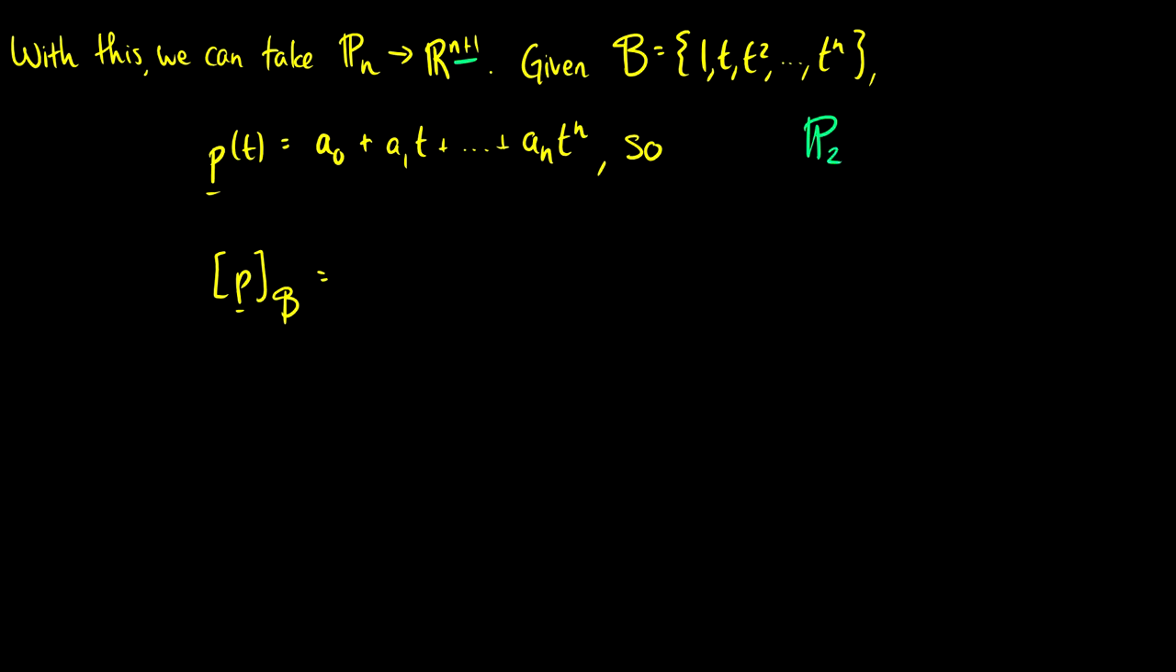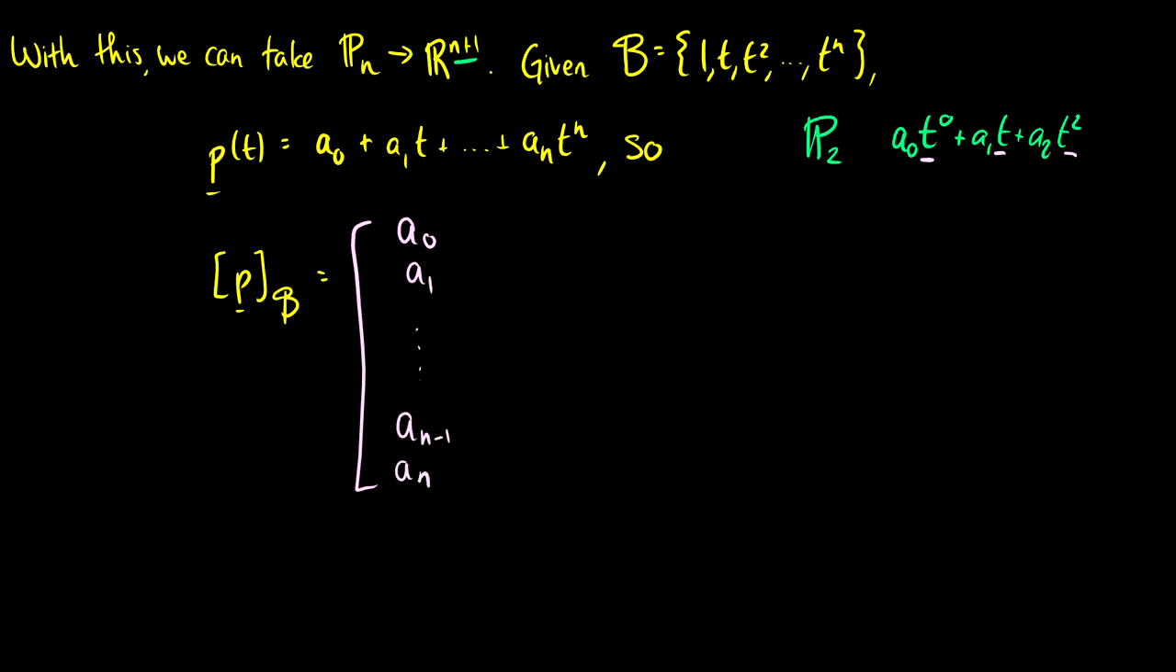Okay, well, that's going to be a0 t to the 0 plus a1t plus a2t squared. So we can see here that there's actually going to be 3 elements in our basis, t0, t1, and t2. So if we have Pn, we need n plus 1 spaces for entries in Rn. So the polynomial with respect to the basis is going to look like a0, a1, all the way up to an minus 1, and an. So we can see here that there's going to be n plus 1 entries.